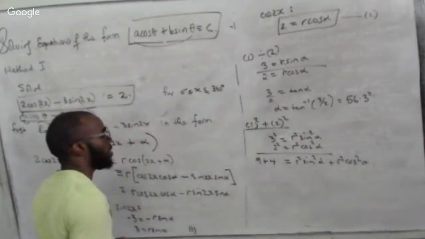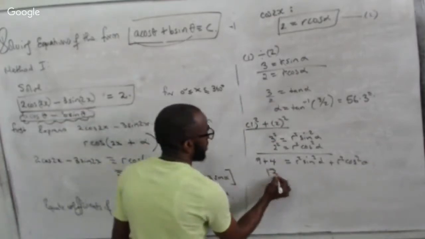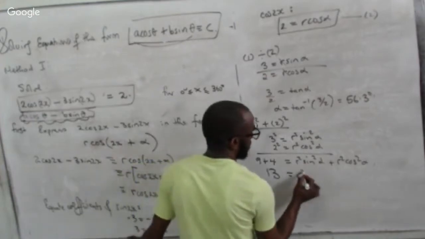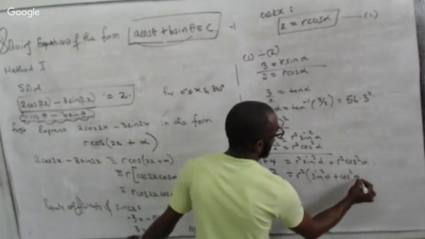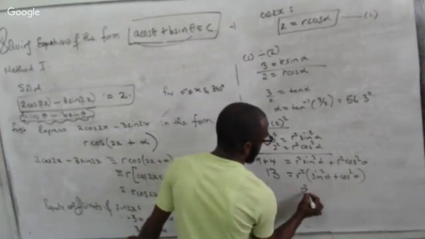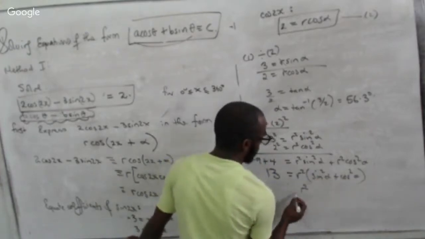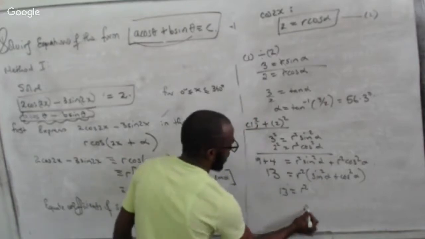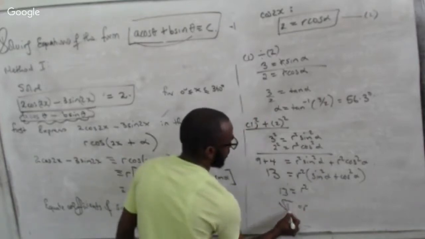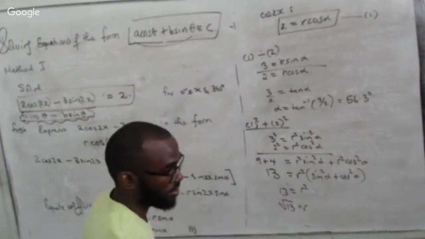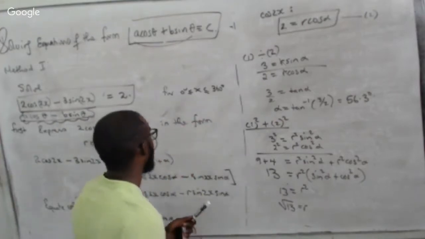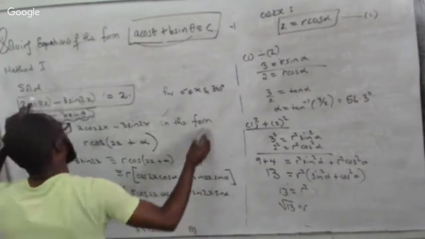Everybody following that so far? You can see 13 equals r squared into sine squared plus cosine squared alpha. R squared times 1 is r squared, equal to 13. R is equal to root 13. Does that make sense? Yep. Right. Let's summarize this question together.